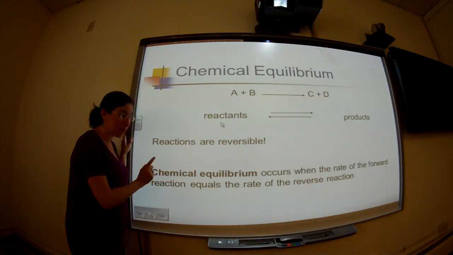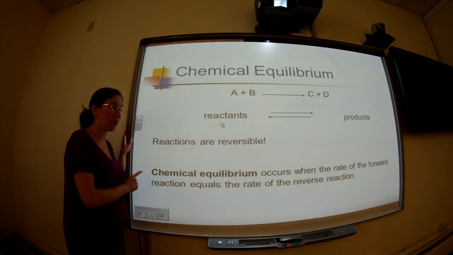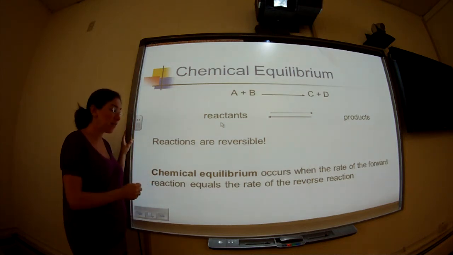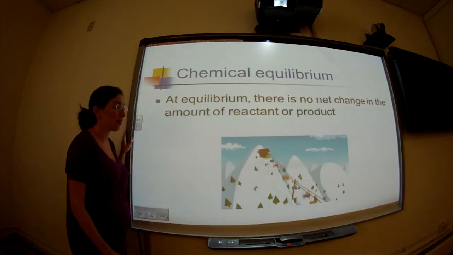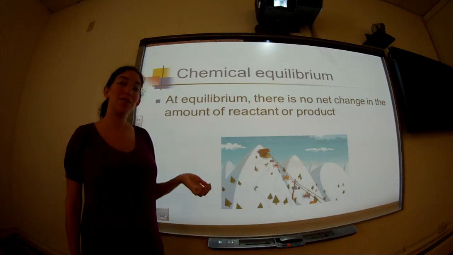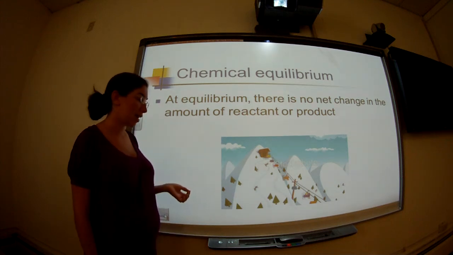So memorize this definition. Chemical equilibrium occurs when the rate of the forward reaction equals the rate of the reverse reaction. Okay? So here's my nifty analogy that the book uses that I like.